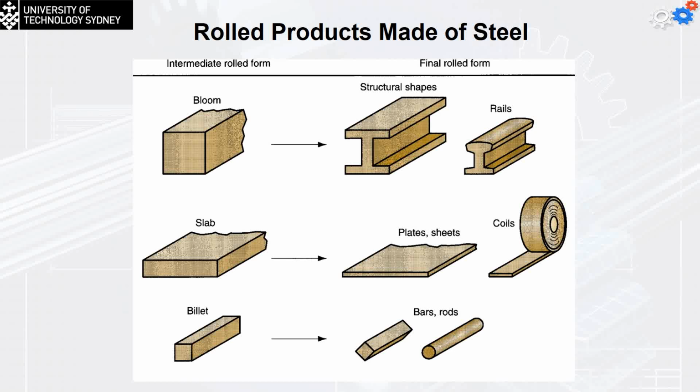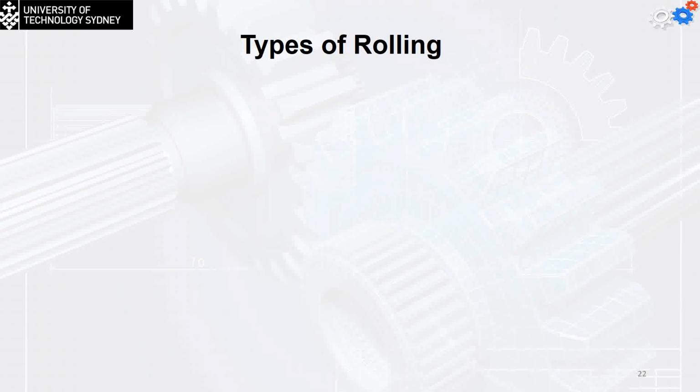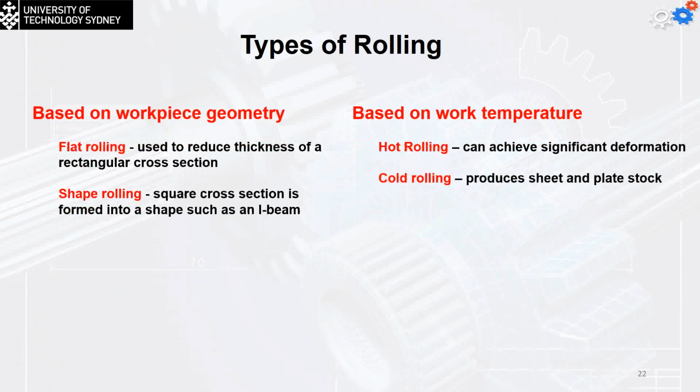The types of rolling we have are usually classified based on the work geometry or based on the work temperature. Based on the work geometry, this can be flat rolling, where we just reduce the thickness without changing the shape. It can be shape rolling, where a square cross section is formed into a shape such as the beam, like what we saw in the previous one. So if you take a look back at the previous one, this is the shaping, and this is the flat rolling.